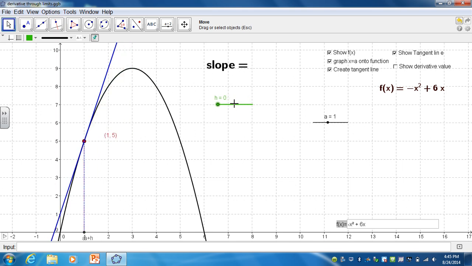Well, I can't let h equal 0, but if you notice, let me go ahead and back this up and move this a little bit slower. As h gets closer and closer to 0, the red line turns into the blue tangent line. And not only that, but if you notice the value of the slope, it seems to be approaching a limit. And that limit that it approaches is the answer we got for the tangent slope.